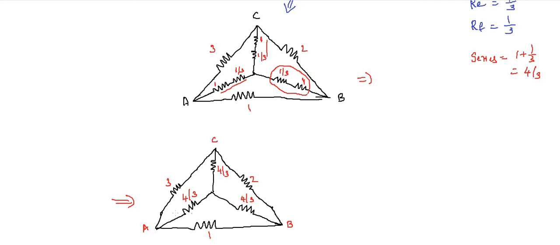Now we can convert this inner star connected loop into delta. That means there is this inner loop, each branch having resistance 4 by 3. So we can convert this inner loop into delta. How can we convert that? Using the equation of star to delta transformation. So here we have to convert this star connected network into delta.